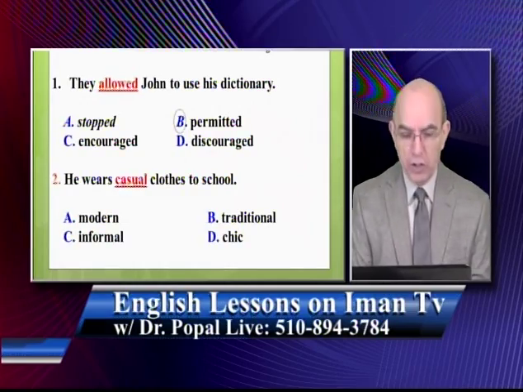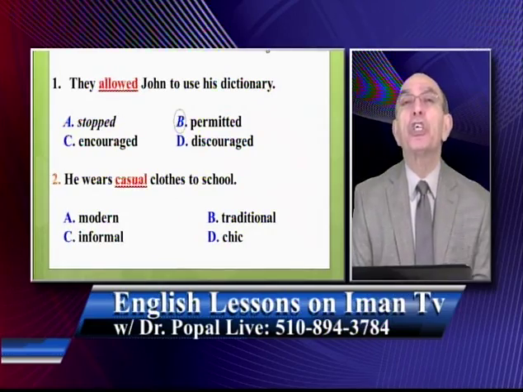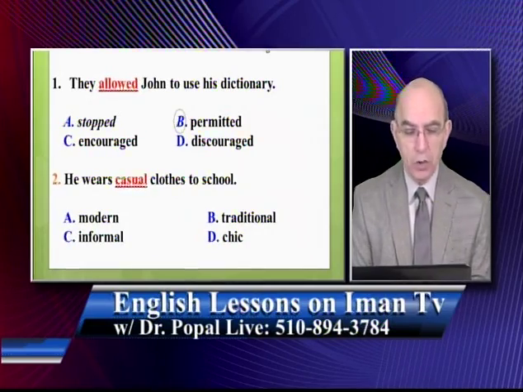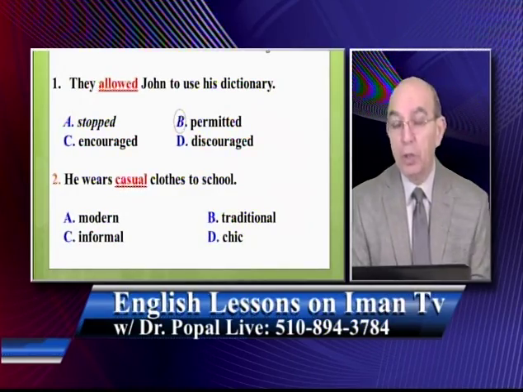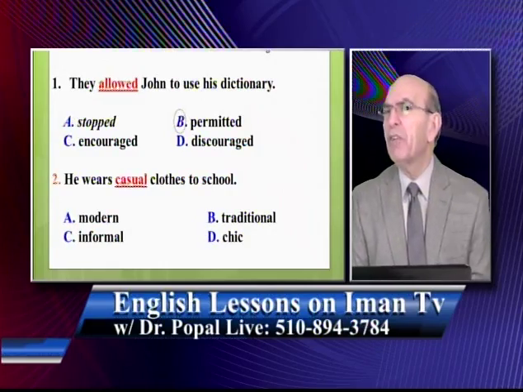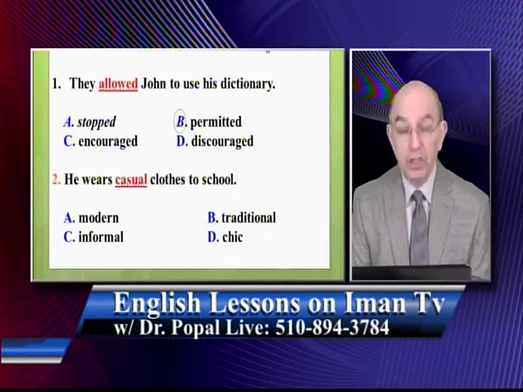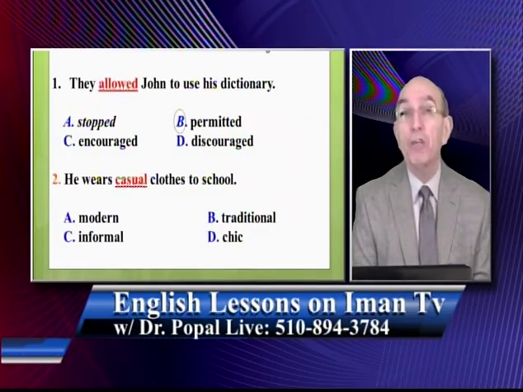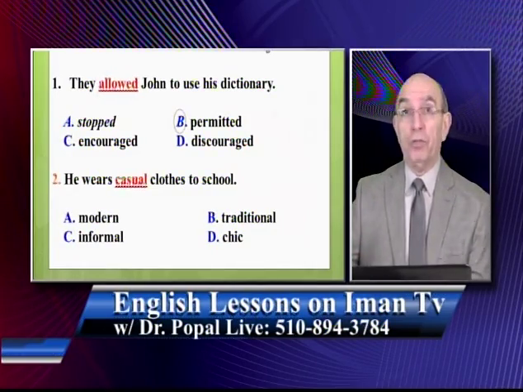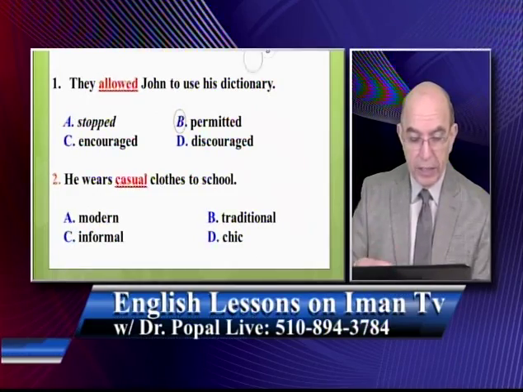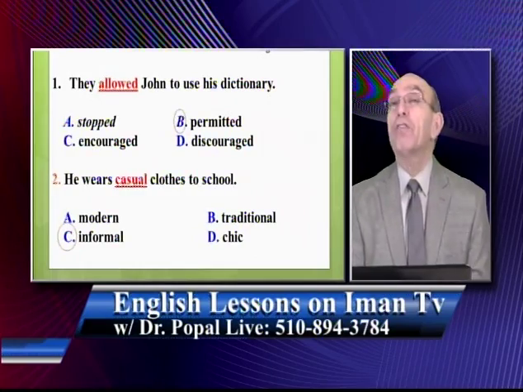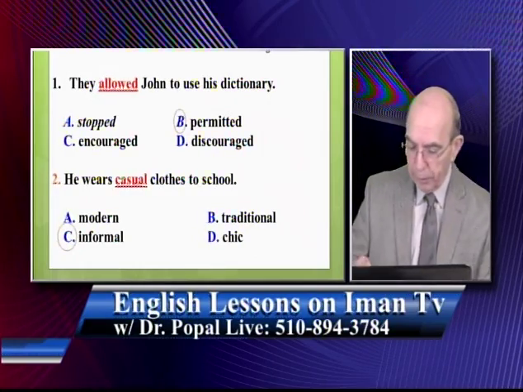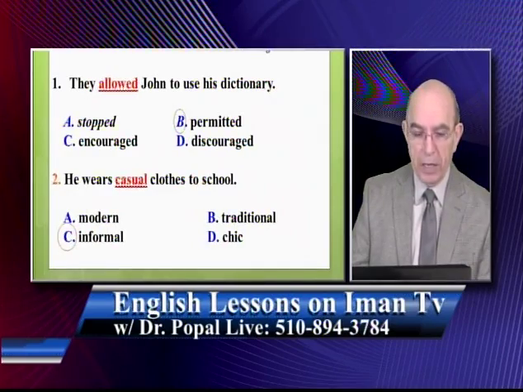Number 2. He wears casual clothes. Look at this pronunciation. So CA is what? Ka. And then SU makes the Z sound. Casual. Okay? So SU makes the Z sound or the J sound. So he wears casual clothes to school. What is the meaning of casual clothes? Modern clothes? Traditional clothes? Old style? Informal clothes? Or chic clothes? Very, very up to date. And the correct answer is what? The correct answer is informal, not formal. That is informal, casual. Let's go to the next page.